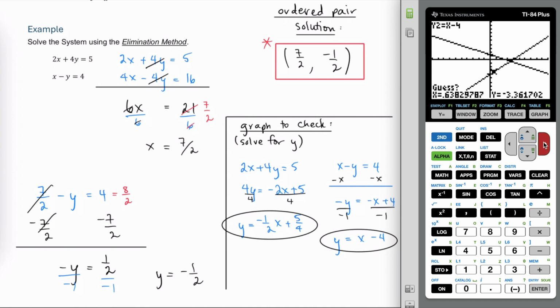And then we're asked to move our cursor towards the intersection point that we're after. It doesn't have to be perfect. I'll be visibly off the intersection point to show you that it's okay to just be close. And then we'll hit enter again, and it says that the intersection point is 3.5 and -1/2. 3.5 is 7/2, -1/2, so our answer is correct.